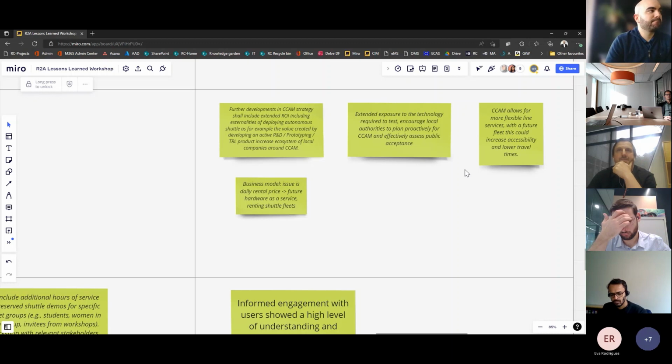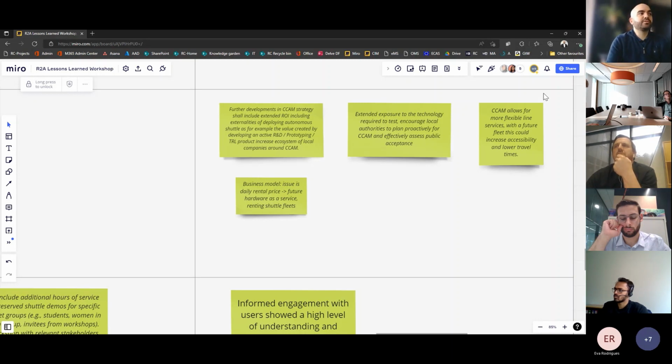The fact that when you're discussing CCAM strategies in the long term with local authorities, precisely this exposure to AV pilots, to the technology, to test it, to gather feedback from the users, is what can encourage local authorities to proactively plan for CCAM. So taking these pilots as part of a broader planning process in relation to CCAM strategies.